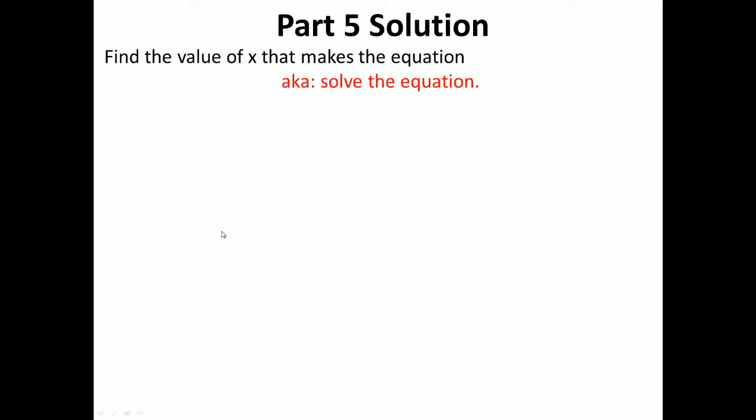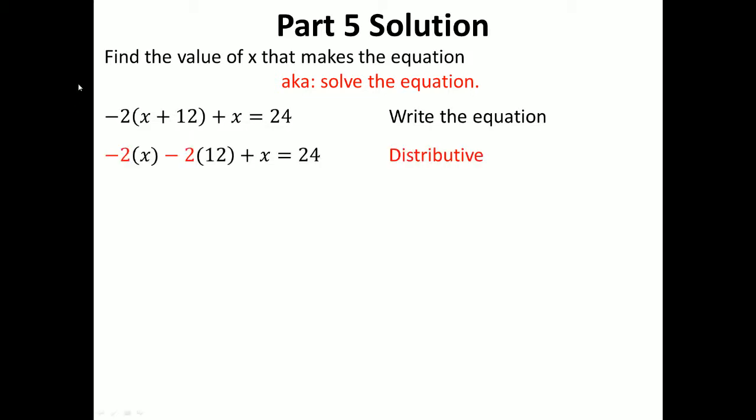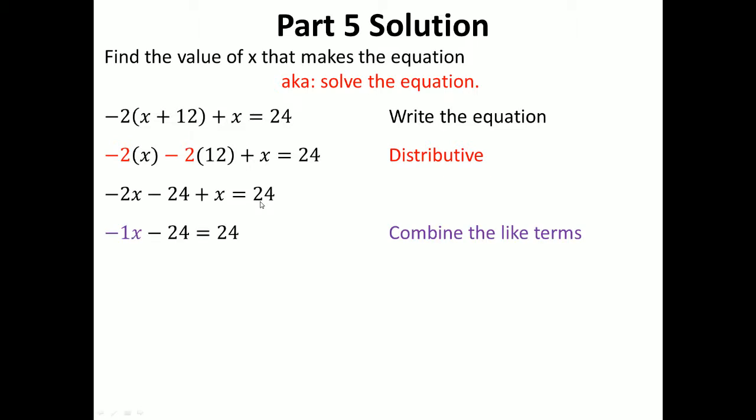So, first step is to always write the equation down because again we're just solving it. Apply the distributive property. So negative 2 times x and negative 2 times 12. Okay? You have negative 2x right here. Negative 2 times 12 is negative 24. X comes down, 24 comes down.